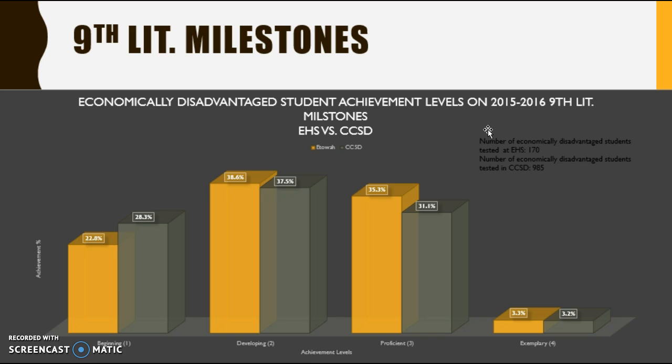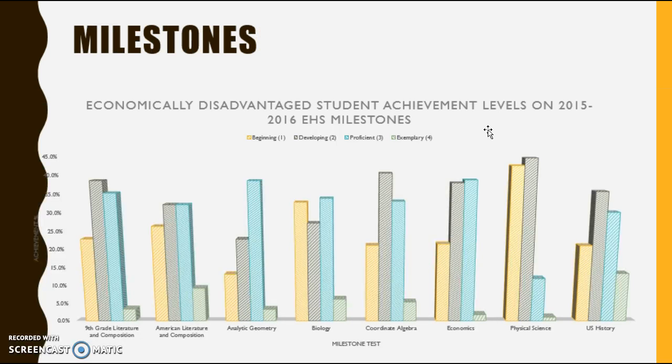One of the reasons that this is so concerning is if you compare economically disadvantaged students at EHS compared to the district, we are pretty high contributors. I wanted to look at how the economically disadvantaged students did on other tests as well. So overall in Milestones, EHS economically disadvantaged students did pretty poorly, especially in physical science and in algebra.